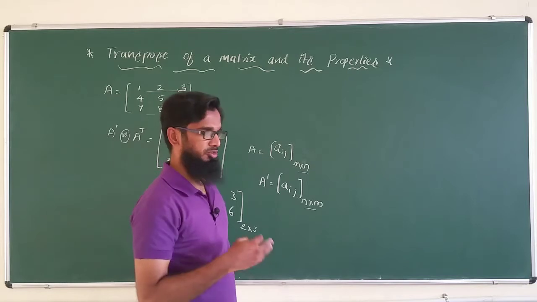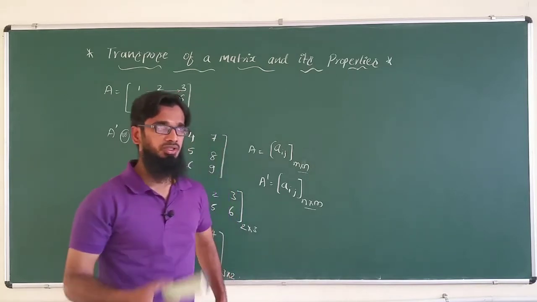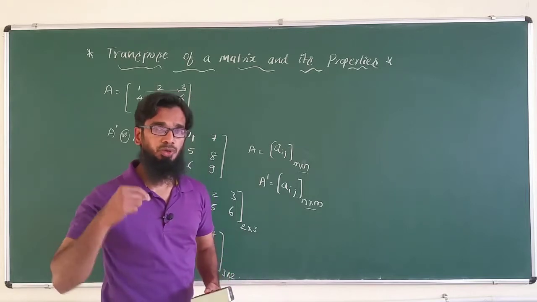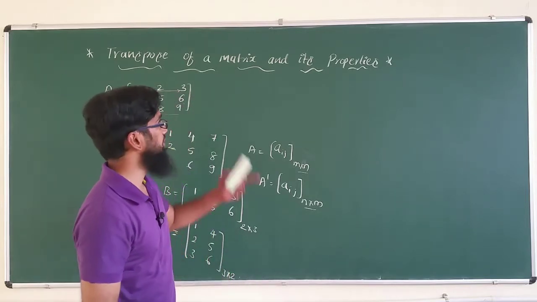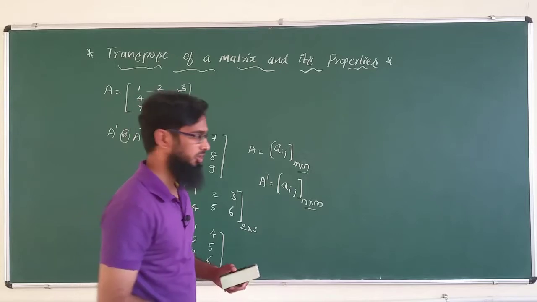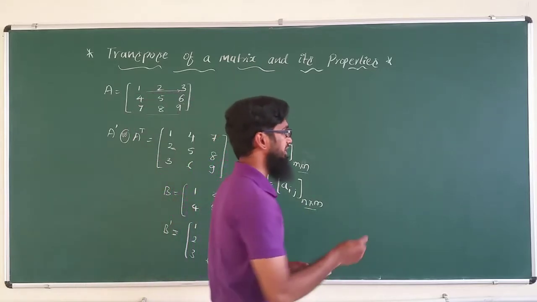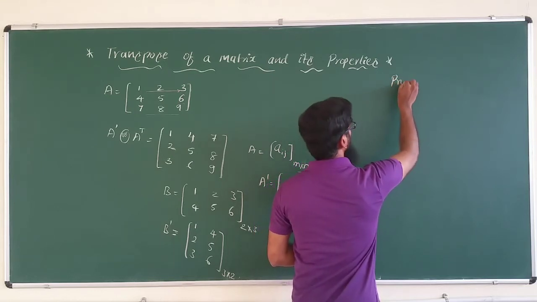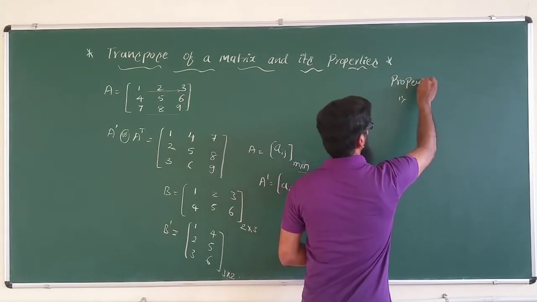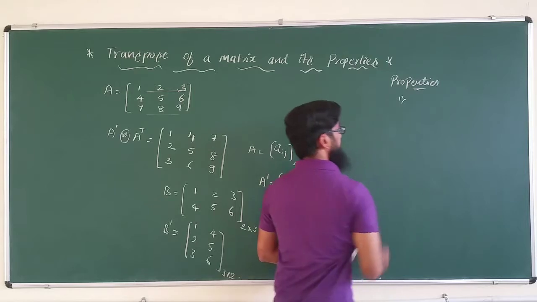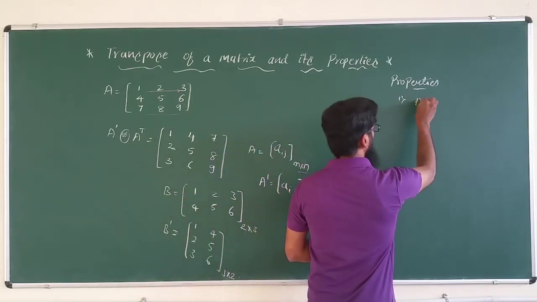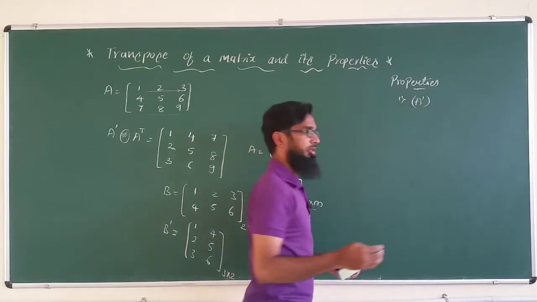Now after finding the transpose of a matrix, the very important thing is we have to study the different properties of the transpose of a matrix. There are 4 important properties. So I'll write the properties here. The very first property is, suppose I take the matrix A, the transpose of A.